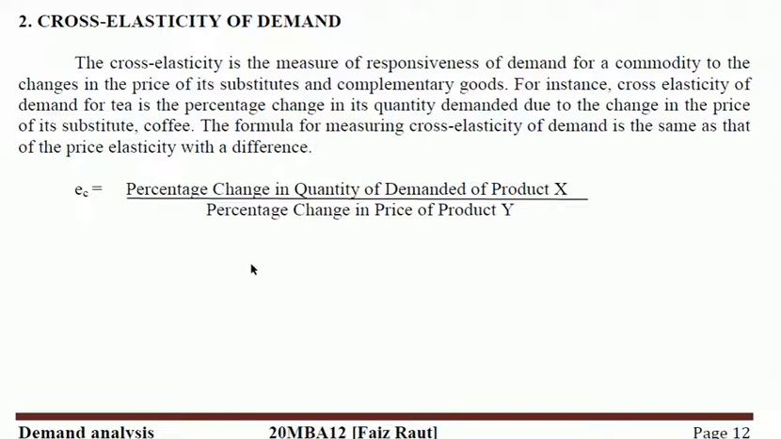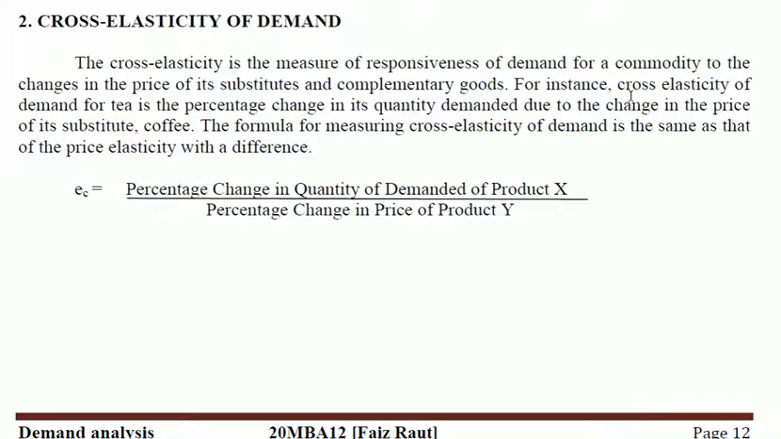Then we come to cross elasticity. I'll just read it. Cross elasticity is the measure of responsiveness of demand for a commodity to changes in the price of its substitutes and complementary goods. Here we are checking one product which has a substitute product or a complementary product, and how its price affects the substitute or the complementary good.